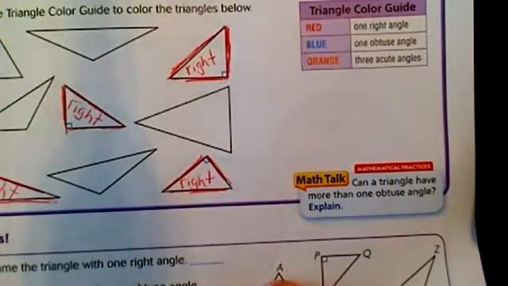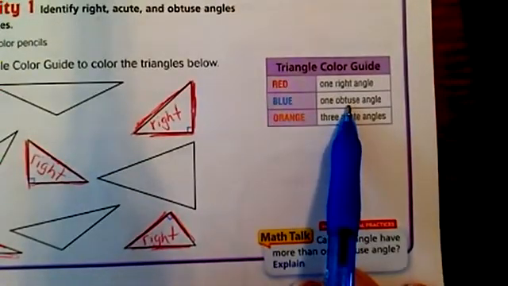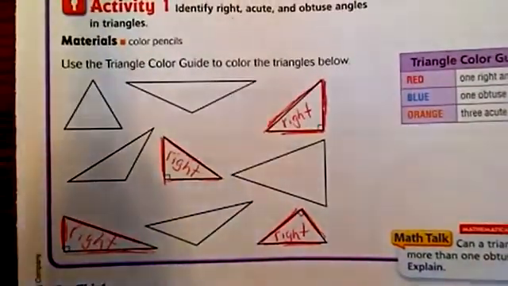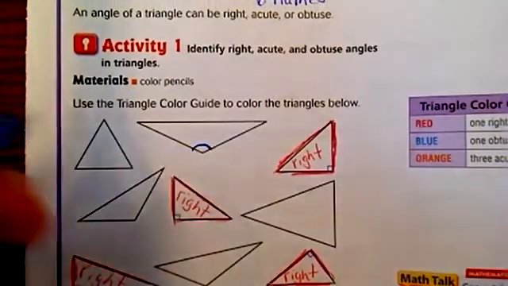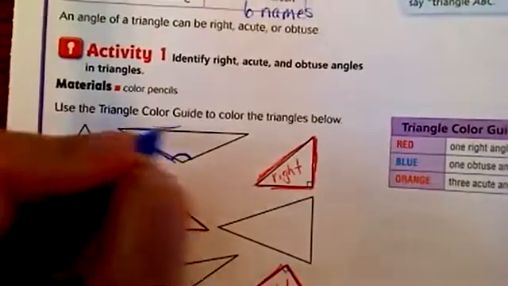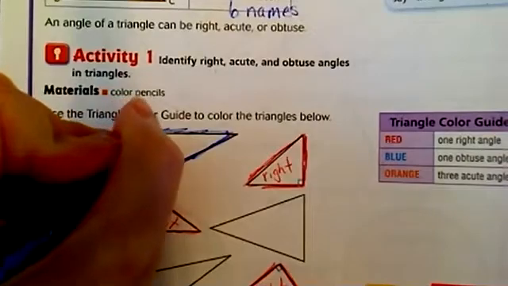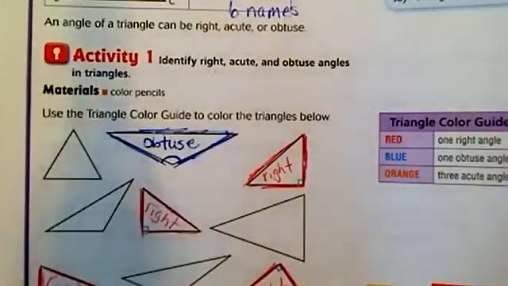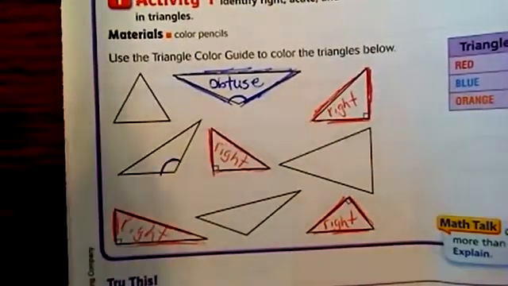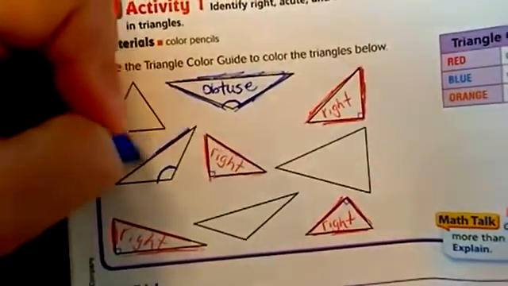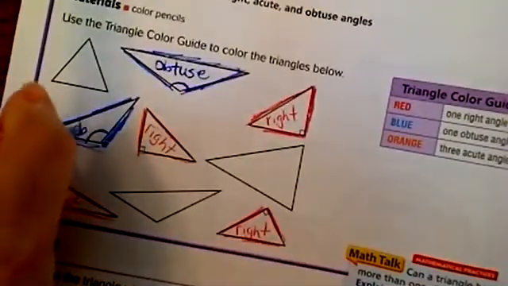Now, if a triangle has 1 angle that is obtuse or larger than 90 degrees, then we call it an obtuse triangle. So I can see that this here is a very big angle. So I'm going to outline it in blue, and we're going to call it an obtuse triangle. I'm going to notice this one down here. This definitely looks like an angle larger than 90 degrees. This also would be considered an obtuse triangle.